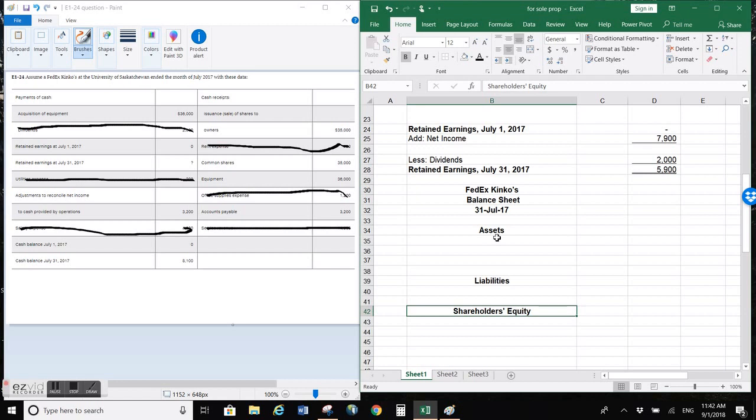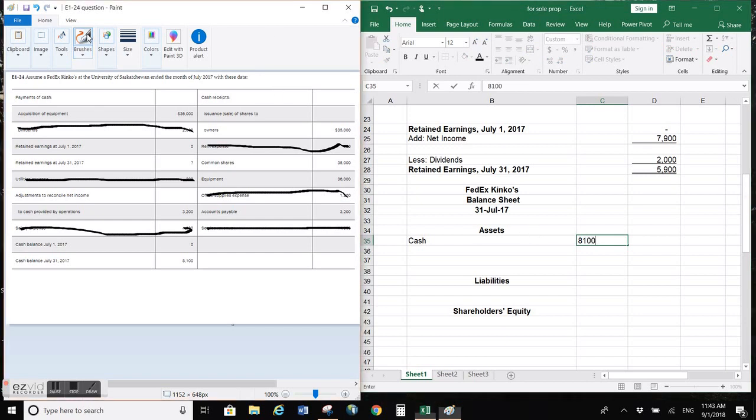those assets? So assets are kind of funny. They need to be ordered in the order of liquidity. The order of liquidity is whatever will turn to cash or get used up first. So when we look at our question over here, cash is already cash, so that's what gets listed first. And from our question, it is $8,100. Boom, right there. That's what we have at the end of the month. That's what we're reporting at the end of the month. So there we go.